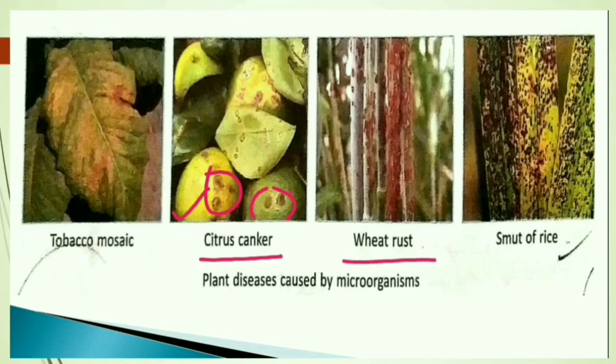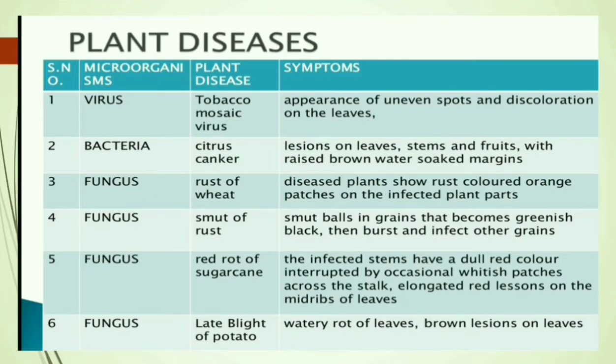This is the rust of wheat. Wheat के देखो leaves में कैसा rusty patches हो गए हैं because of a fungus, right? Similarly, in the smut of rice, it is another disease caused in rice plants by the effect of certain fungus. तो ये हमारे कुछ symptoms की form में, this all tables are given in your book. Then we have got, this is the total disease list in plants. Virus, bacteria, fungus, etc. They are causing different diseases along with their symptoms, right?